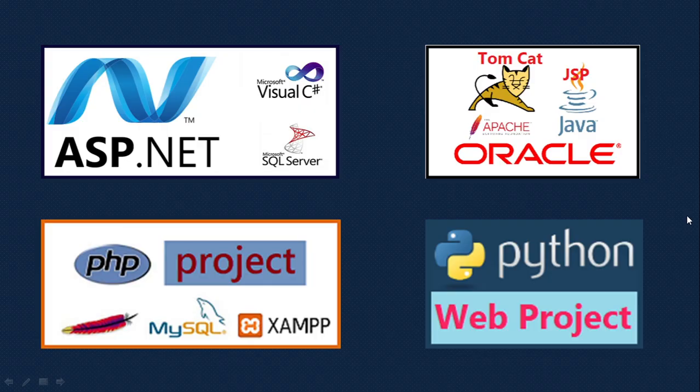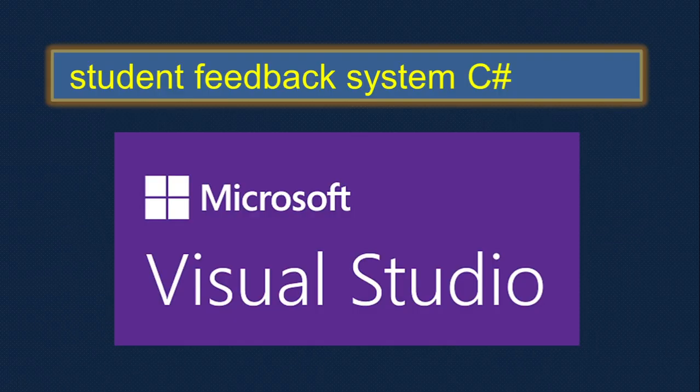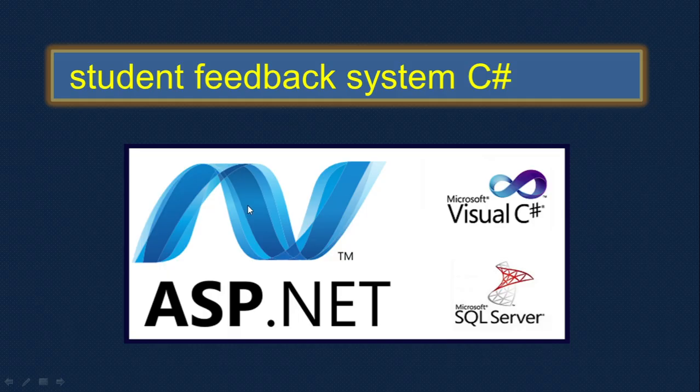These are the different platforms which are available to make an online project. In this video we are concentrating on Visual Studio and making a C Sharp project, using ASP.NET as the technology. ASP stands for Active Server Pages, and .NET is almost 12 years old. We are using this technology to implement the online project. The language we are using is C Sharp and the backend is SQL Server.